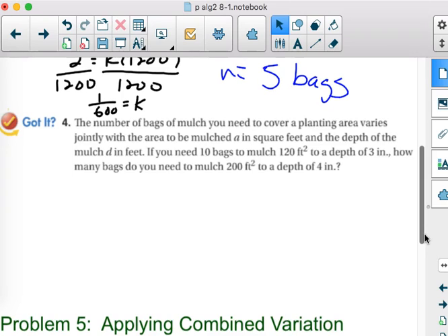Now, I would have loved to have been able to say, because you guys were answering and telling me what to do as I went through this, go for it. But they put a trick in this one. So let's get as far as the trick, and then I think I can let you go. The number of bags of mulch, okay, that's N.